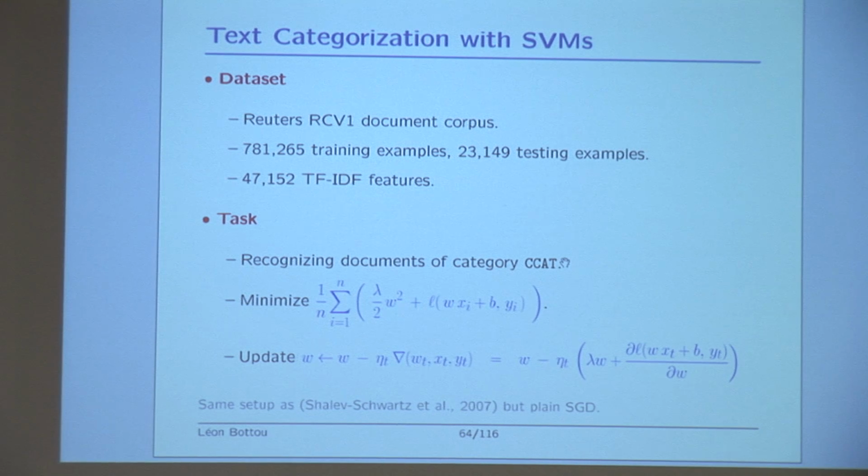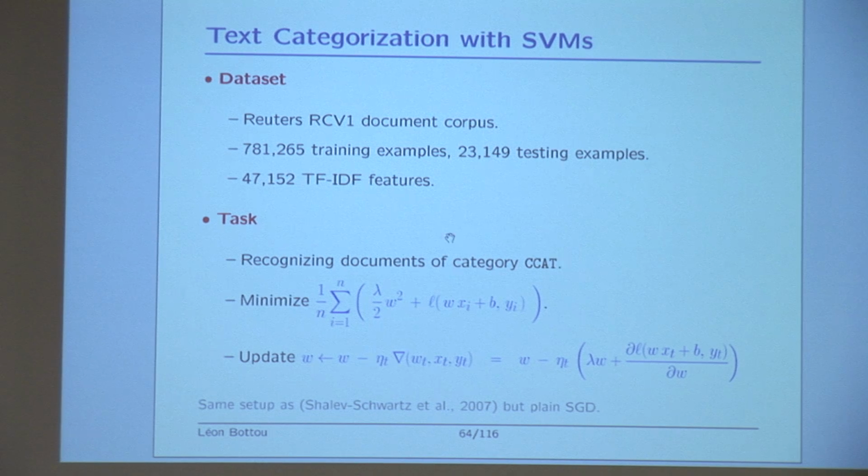So I take the Reuters RCV1 document corpus. I take about 800,000 examples for training, 25,000 for testing because this is what was left. The dimension is about 50,000, so it's not really a small problem. It's not that large because it's very sparse. Each set of features is in fact one per word, basically. And each document has a couple thousand words at most. So it's quite sparse.